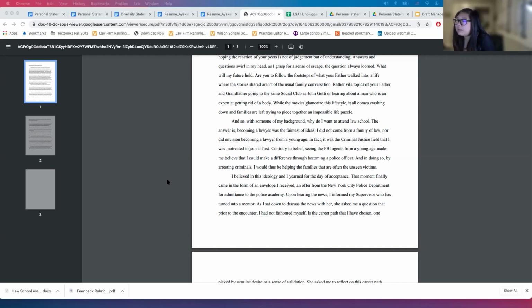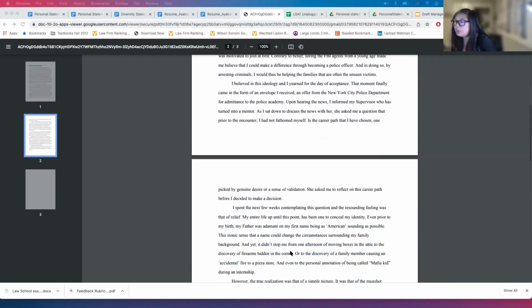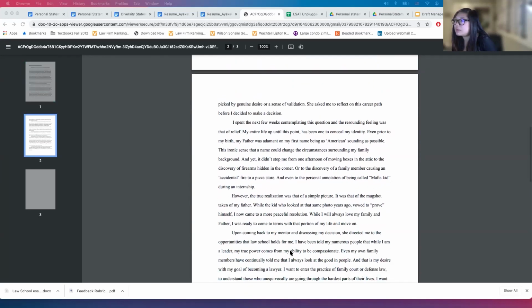That moment finally came in the form of an envelope I received, an offer from the New York City Police Department for admits to the police academy. Upon hearing the news, I informed my supervisor, who has turned into a mentor. As I sat down to discuss the news with her, she asked me a question that prior to the encounter, I had not fathomed myself. Is the career path I have chosen one picked by genuine desire or a sense of validation?